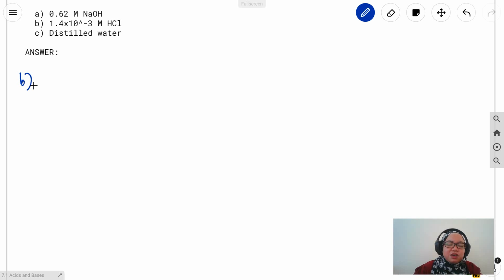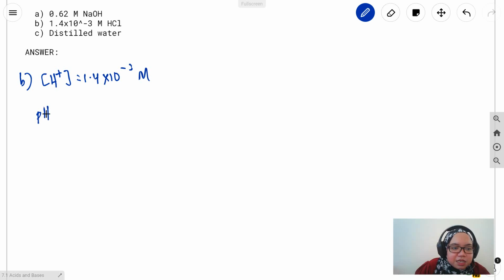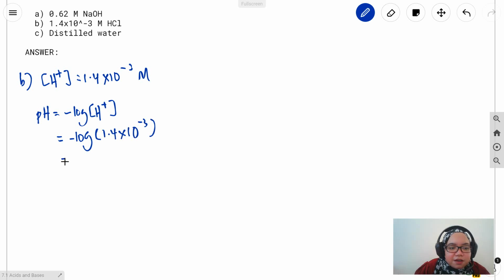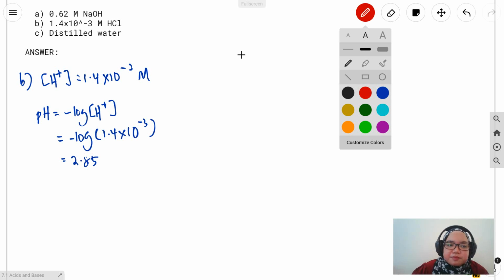So we know a strong acid is completely ionized. So the concentration of H plus is equal to its initial concentration, right? So now the concentration of H plus is equal to 1.4 times 10 to the power of negative 3 molar. We know that pH is equal to negative log H plus. So substitute the value: 1.4 times 10 negative 3, we get pH equals 2.85.